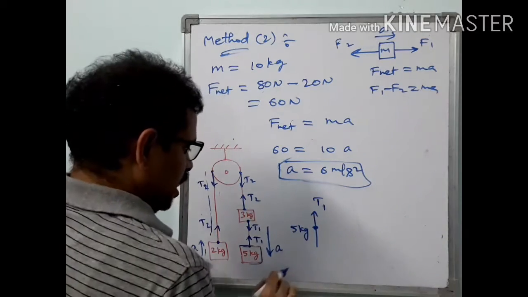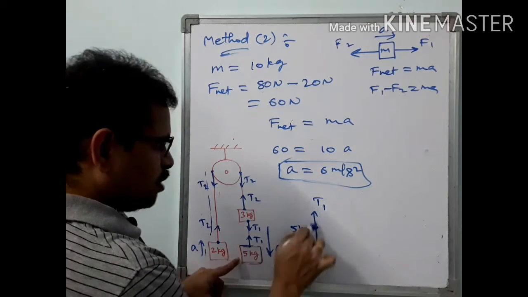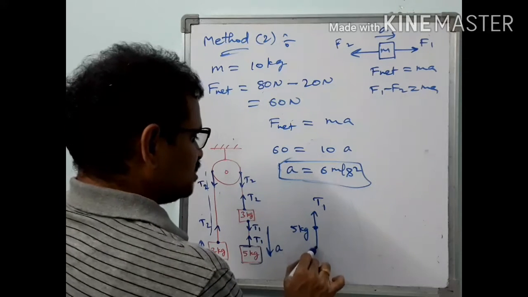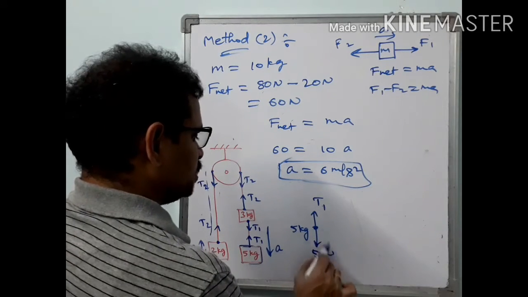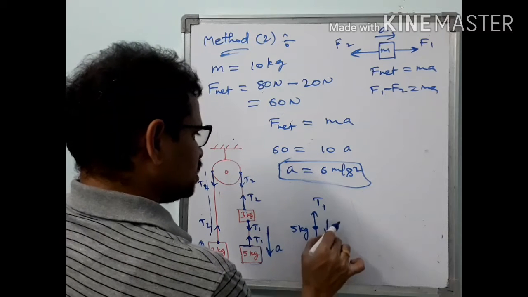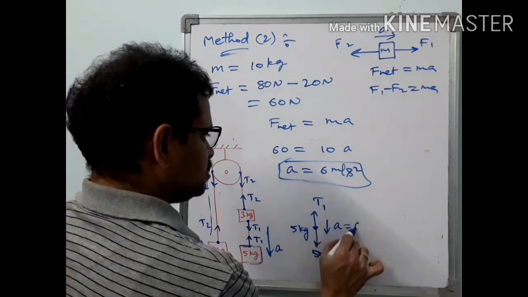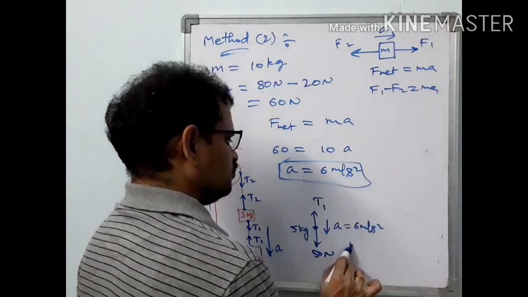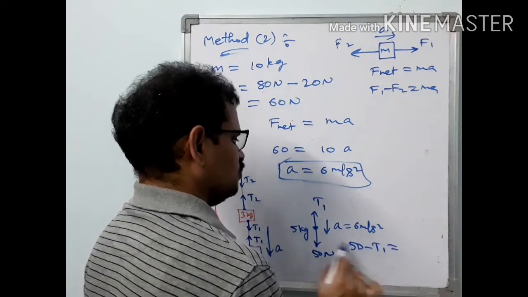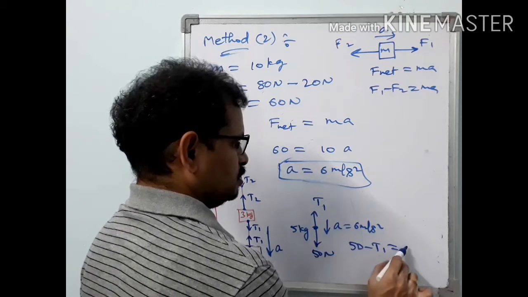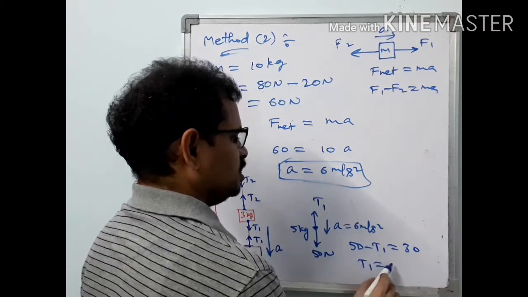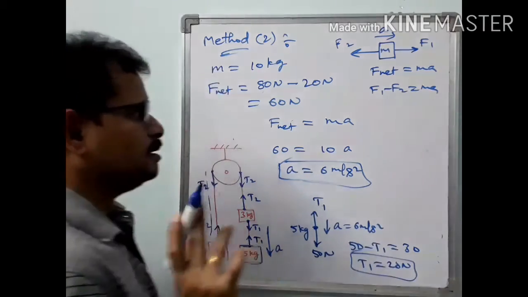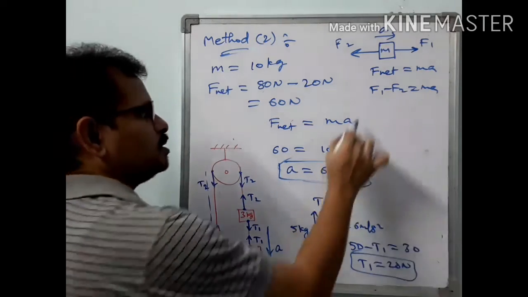Got it? Only one contact force is acting on this 5 kg block. What is the other external force here? Gravitational force. How much? 50 newtons. What is its acceleration? a equals 6 meter per second square downwards. Now what is the force equation here? 50 minus T1 equals 5a, no? 5a is 30. Therefore T1 equals 20 newtons. 20 newtons. Got it?